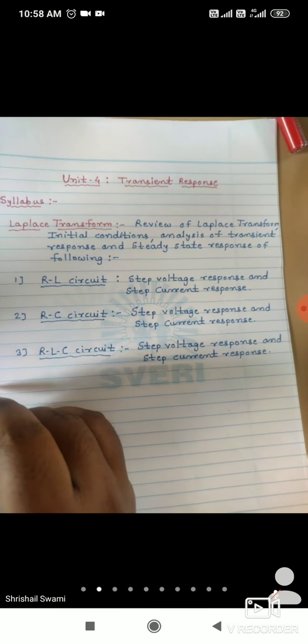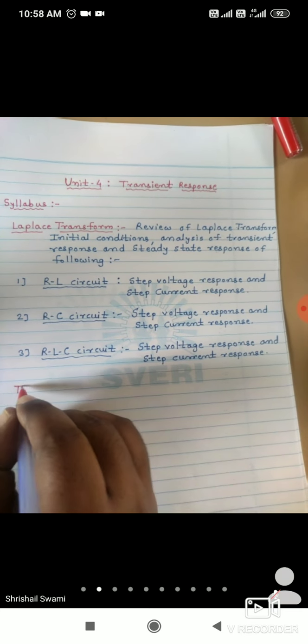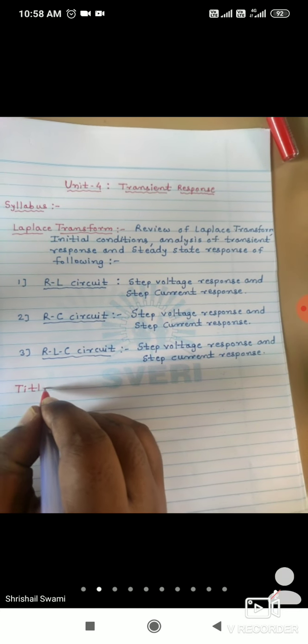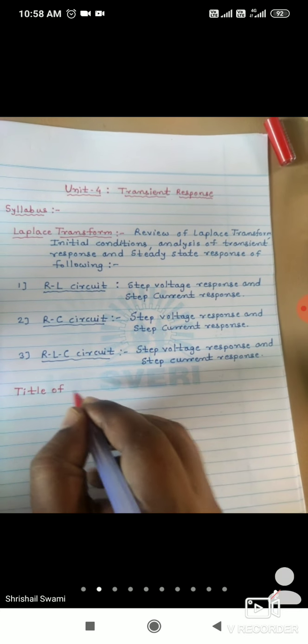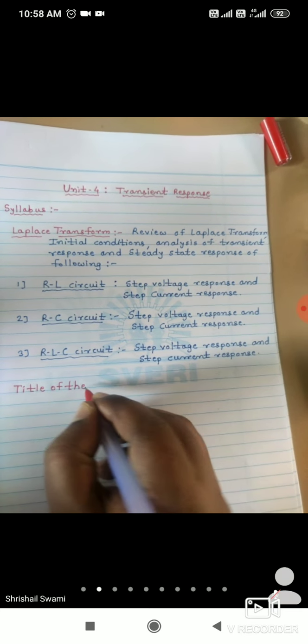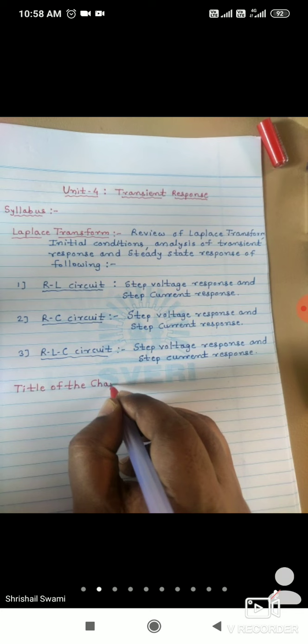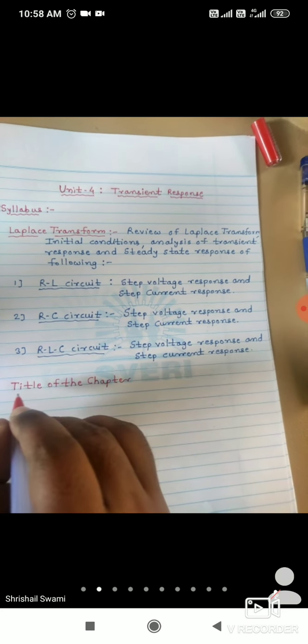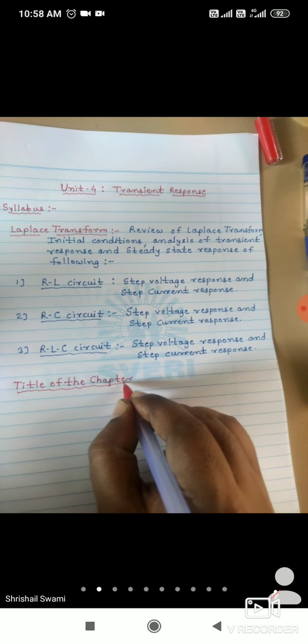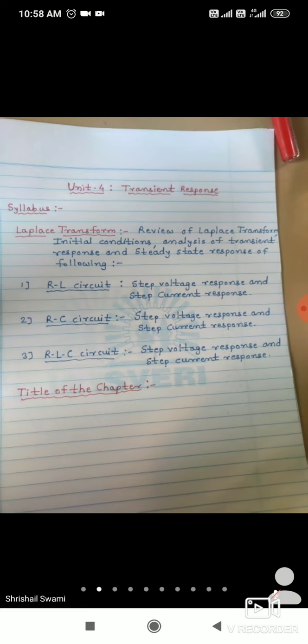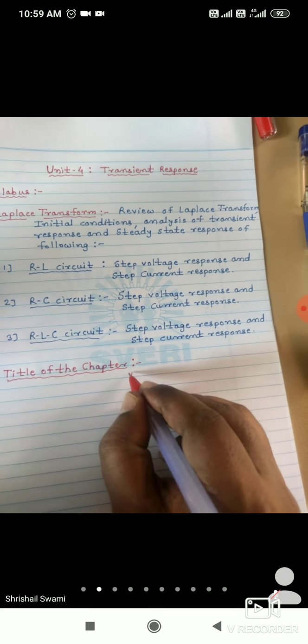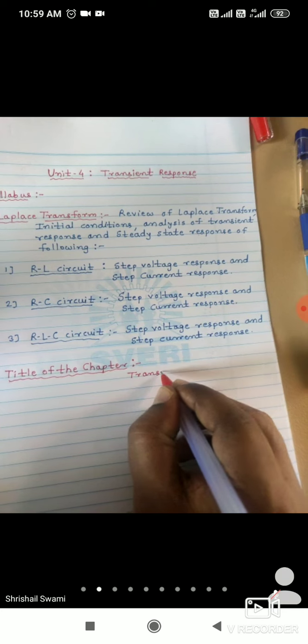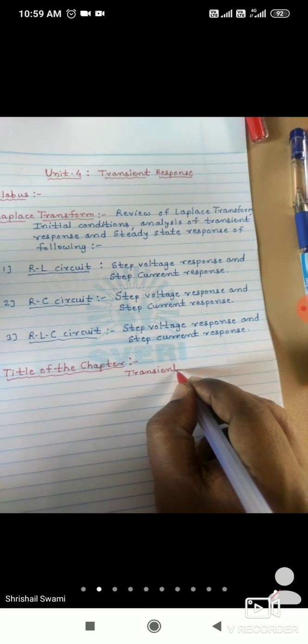Now second one, what is the title of the chapter? What is meant by transient response? What do you mean by steady state? So the title is what? Transient response. I will write the title, transient response.